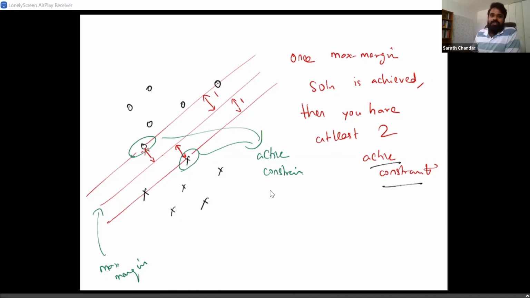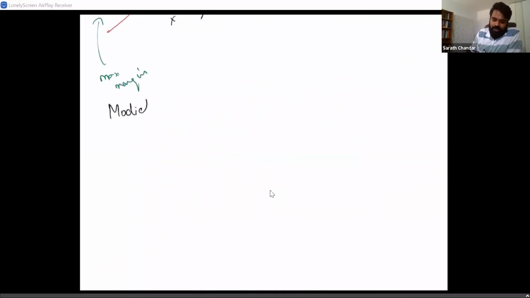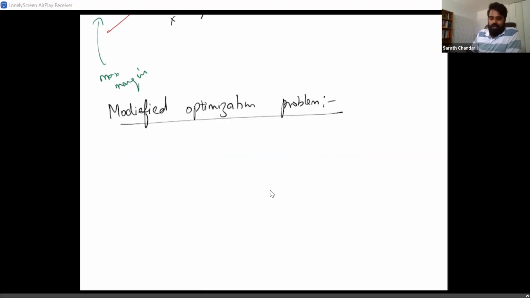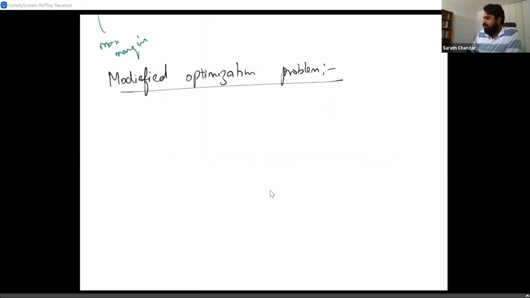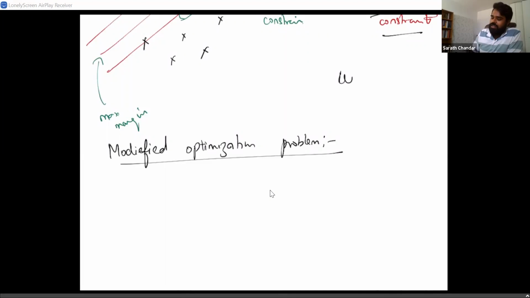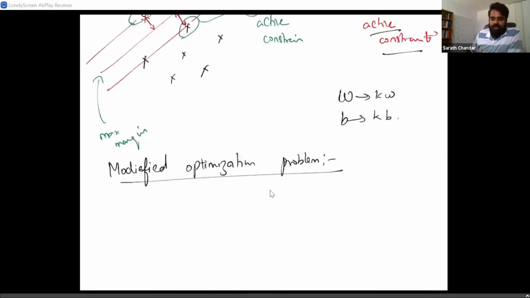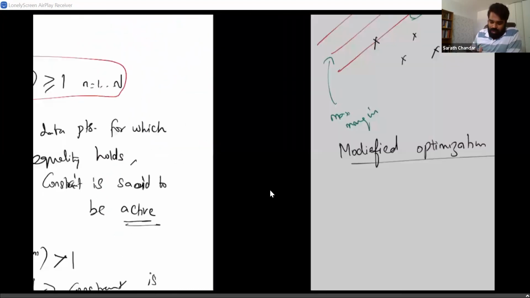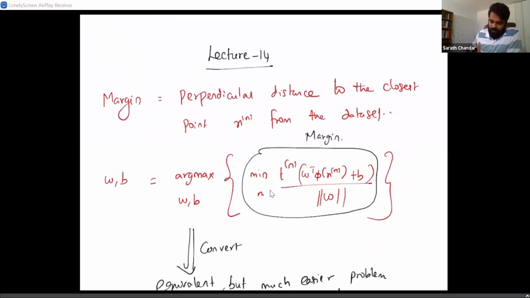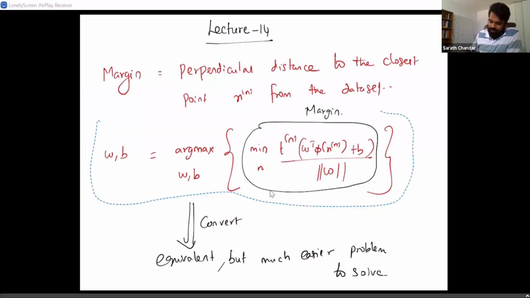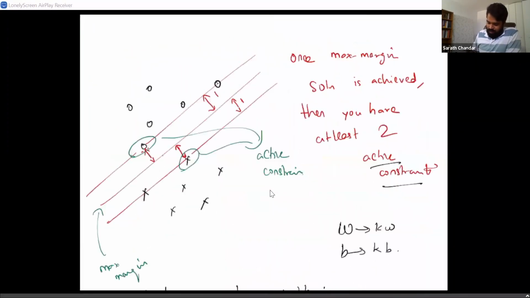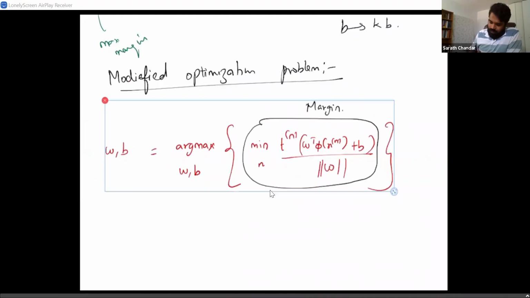Now, given this new formulation, I can write an equivalent optimization problem, which is much simpler to solve. We're going to look at the modified optimization problem. Before that, there's a question about rescaling. The rescaling we did is that we can rescale W to KW and B to KB. You rescale all the parameters by K and nothing changes. That was the crucial observation which helped us come up with this reformulation. Now if you go back to your equation, I'm going to copy paste this for reference. I'm sorry, this is not the modified one.